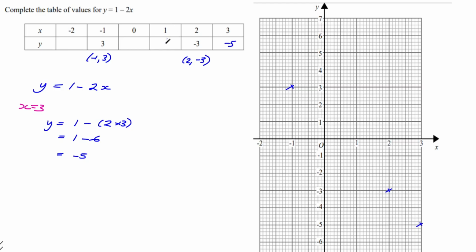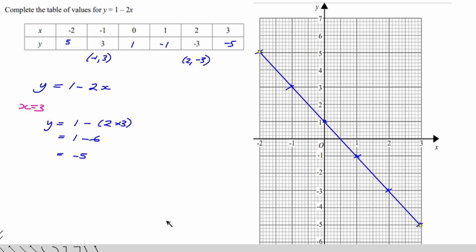Okay, when x is 1, we're doing 1 take away 2 times 1, which is 2. 1 take away 2 is negative 1. 1 take away 0 is 1. And we can follow the pattern. That's going to be 5. It's going up by 2 each time. Okay, so filling in your missing coordinates, negative 2, 5, and drawing a straight line means that we now have our graph of y is equal to 1 subtract 2x. Okay, there you go. So that's completing a table of values and plotting the graph based on that.